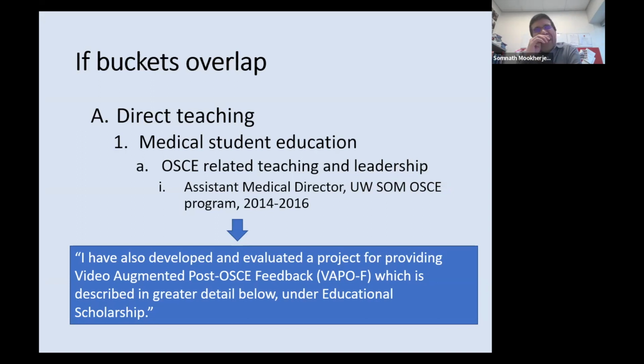So what is the main point here? Two main points. Include everything that you did that's teaching related. Don't say, oh, it doesn't quite fit, I'm not going to include it anywhere. Include everything, but don't duplicate it. Just refer to a different place in your teaching portfolio where you talk more about it.